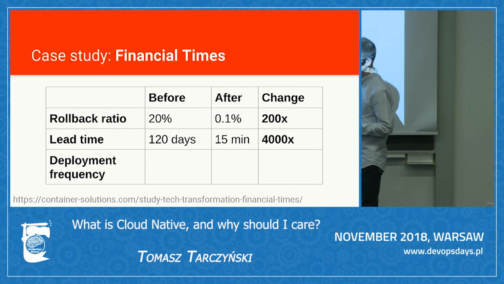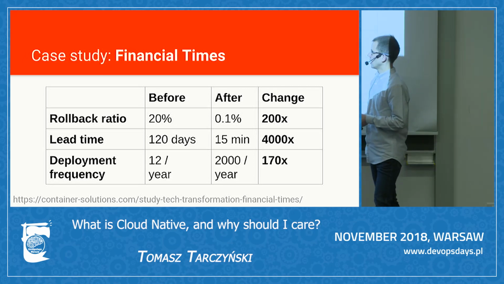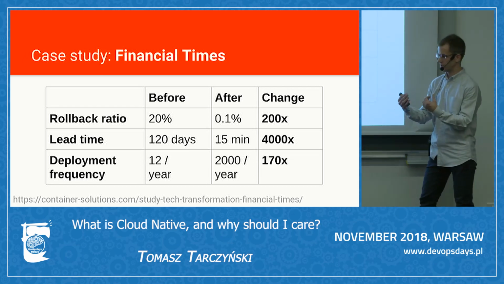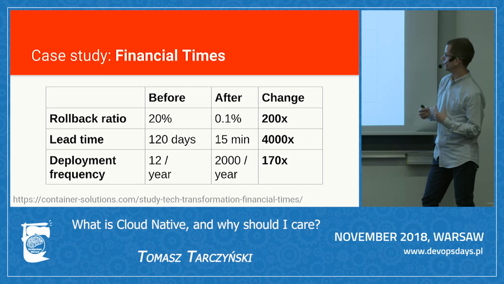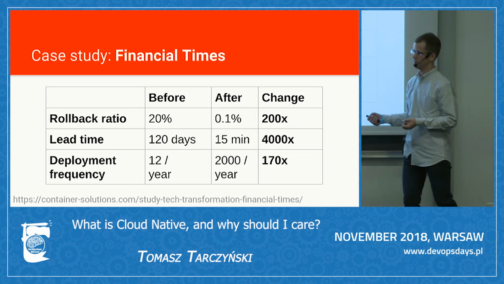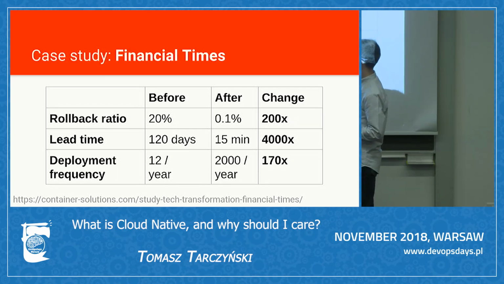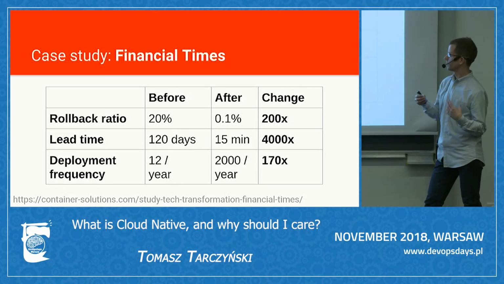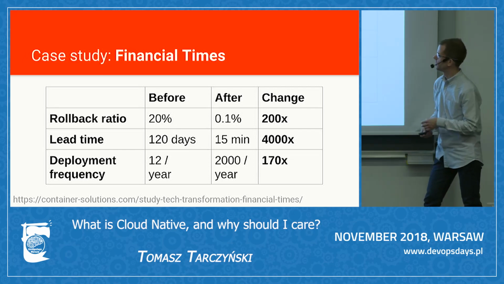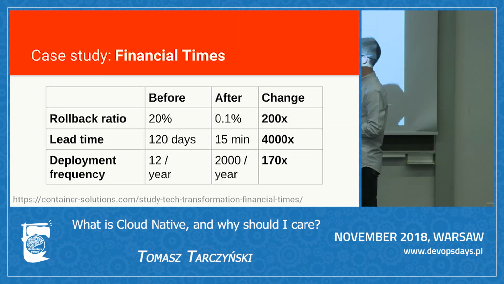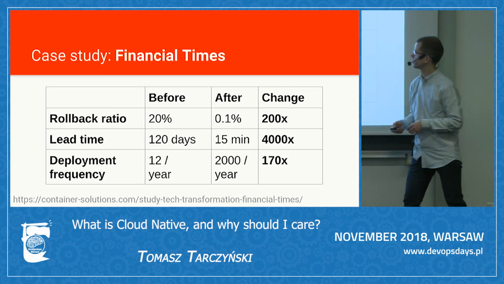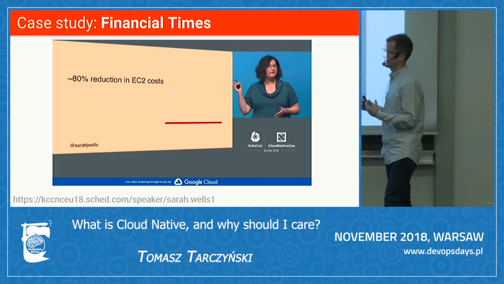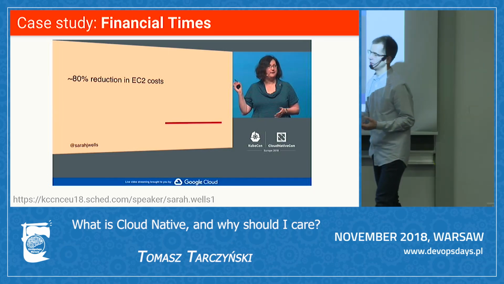So change 4,000 times faster. And the last one, again about speed. How often can they deploy to production? Used to be 12 releases a year, and now it's 2,000. So I would think this kind of metric is something that would quite easily convince business to invest in such a change in an organization.